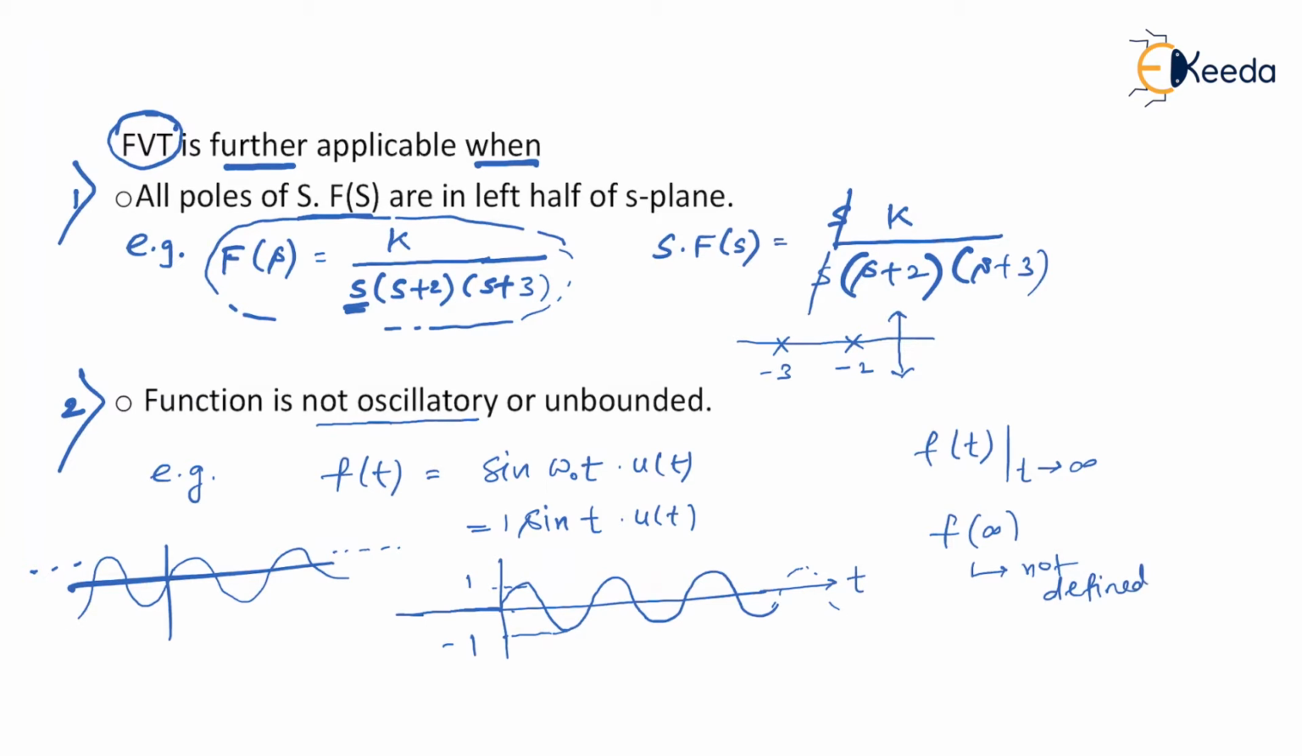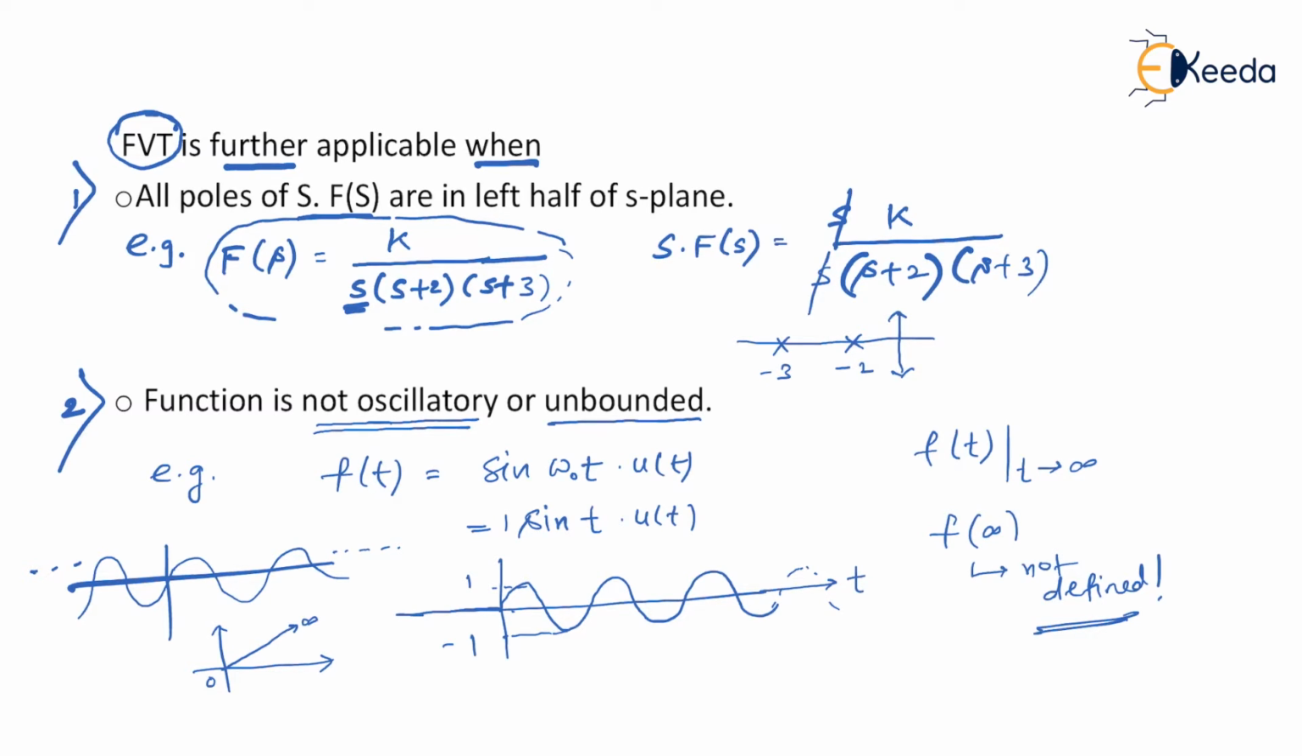This is not defined. So one thing is clear, the function shouldn't be oscillatory when you want to have a final value theorem concept. Secondly, a function shouldn't be unbounded. For example, if I have some ramp function, which is tending to infinity, then when time approaches infinity, the value of the ramp function also approaches infinity.